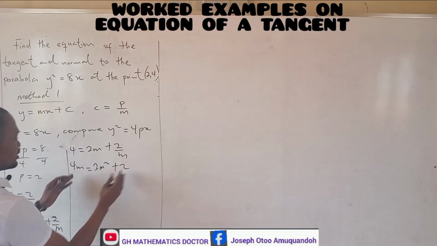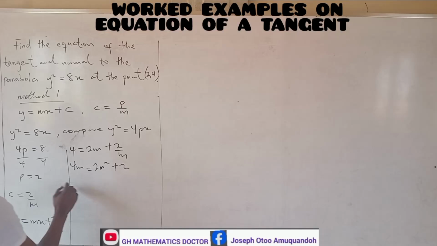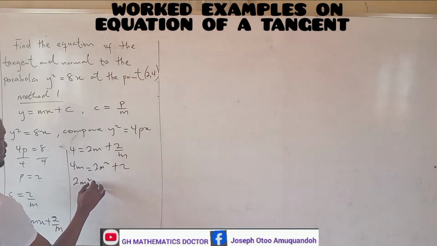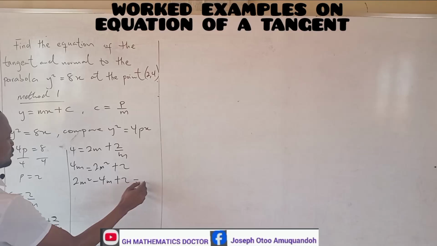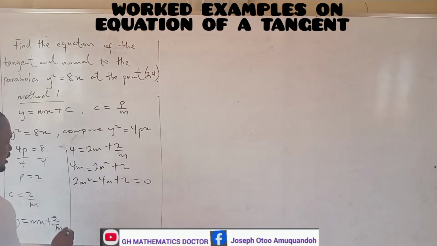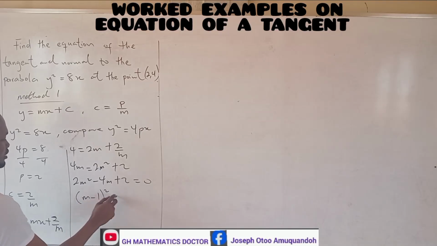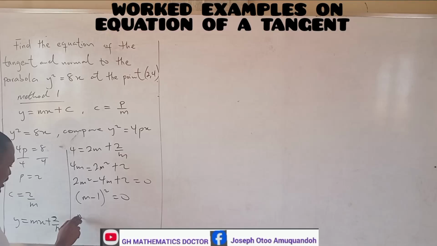So we arrange this to form a quadratic equation. We have 2m squared minus 4m plus 2 equal to 0. Then when we work out this quadratic equation, we're going to have m minus 1 squared equal to 0. So we have m equal to 1 twice. So the gradient is 1. You're going to use this 1 to substitute into this equation to get our equation of the tangent.